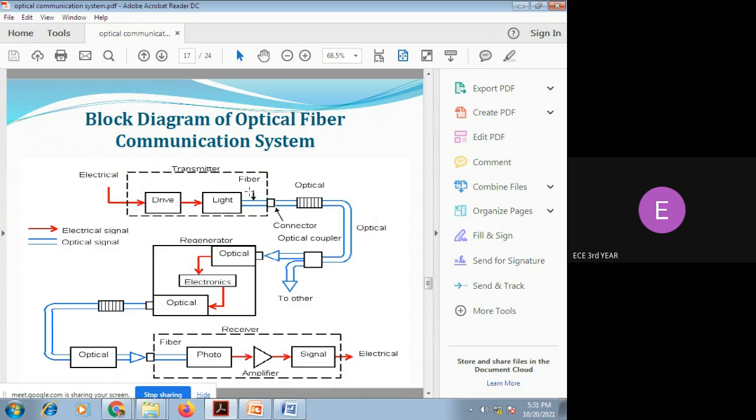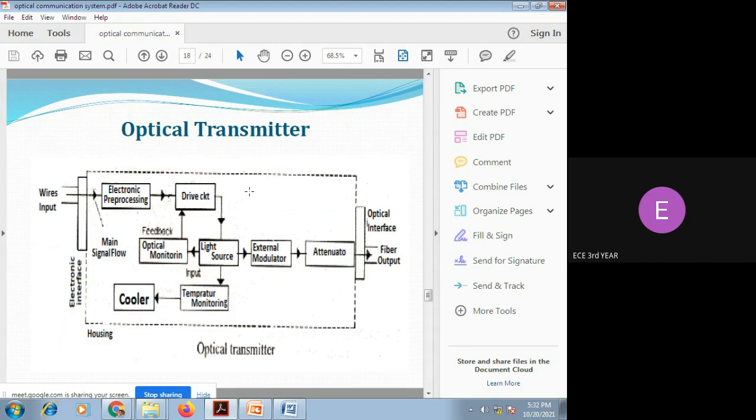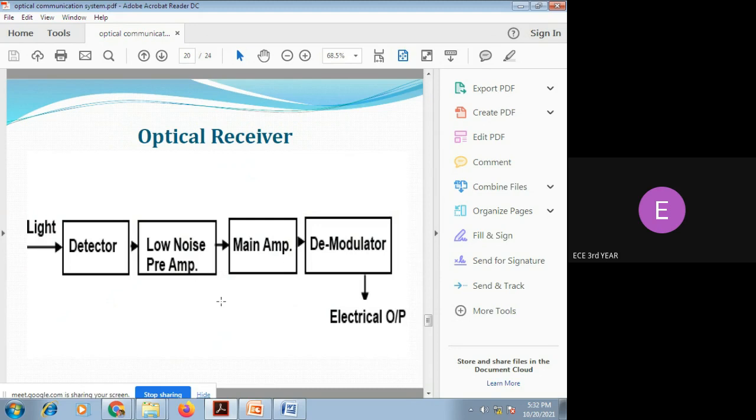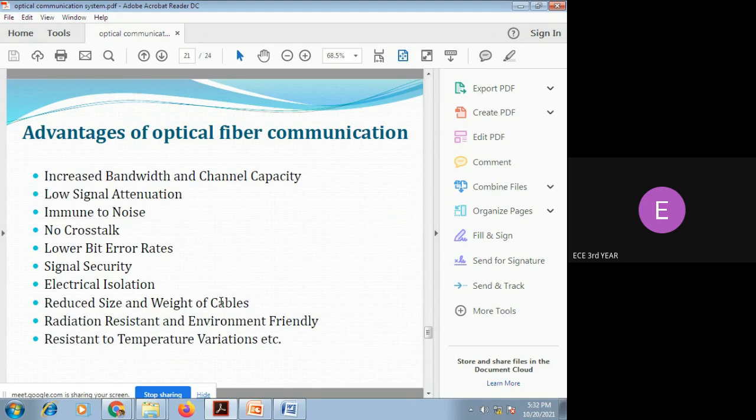This is the overall block diagram of the optical transmitter, which consists of a light source, external modulator, and attenuation. This is the overall circuit diagram of the optical transmitter. This is the receiver section block diagram. It is already explained.